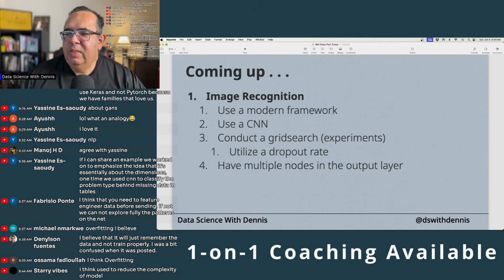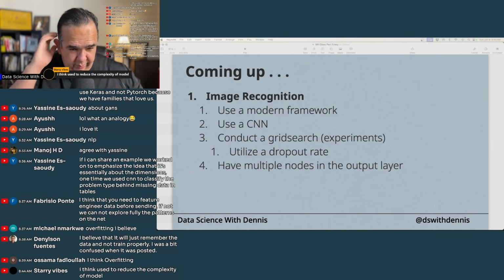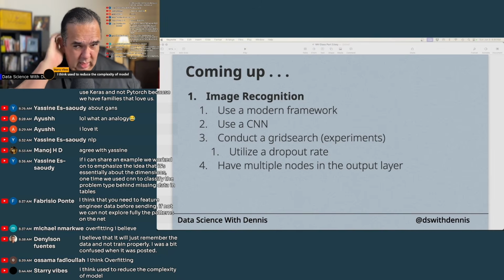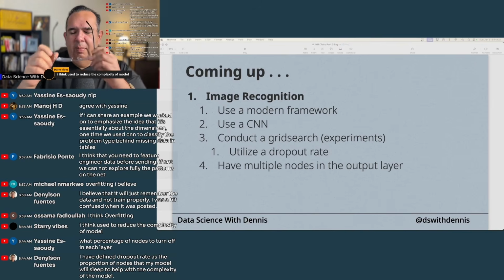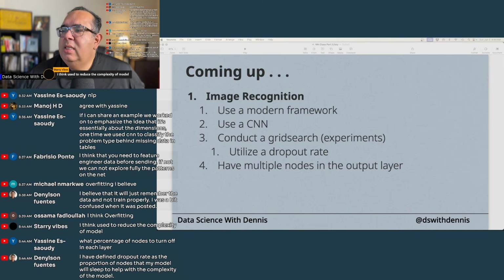Because Starry Vibes has already given an answer. Starry Vibes says, I think it's used to reduce the complexity of the model. What do you guys think? Does anybody agree with Starry Vibes? Yassine says, what percentage of nodes to turn off in each layer? Okay, why would you want to do that? Why would you want to do that, Yassine?